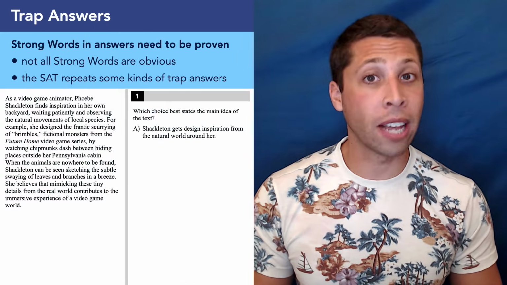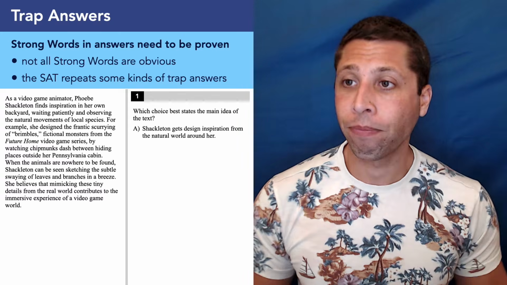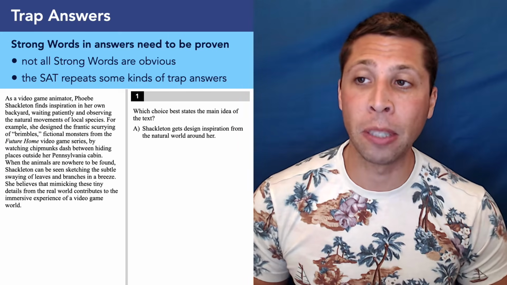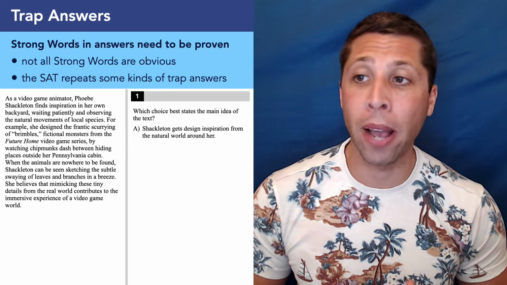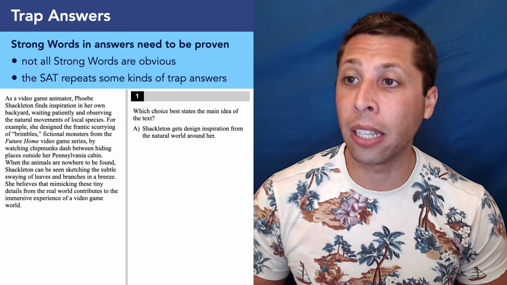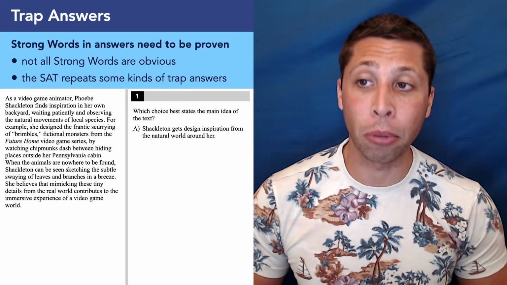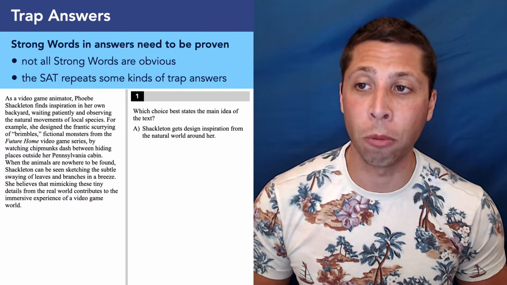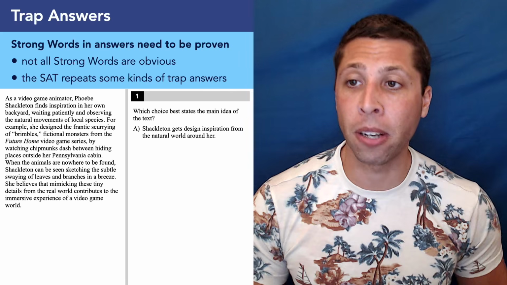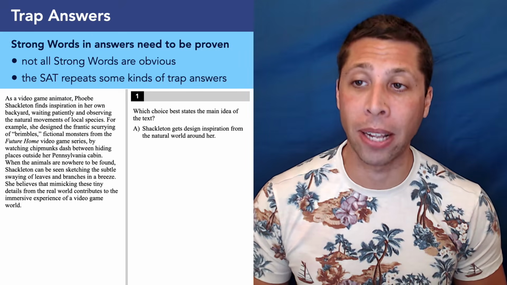I'm going to read it, just give us the basic sense of what it's about. As a video game animator, Phoebe Shackleton finds inspiration in her own backyard, waiting patiently and observing the natural movements of local species. For example, she designed the frantic scurrying of brimbles, fictional monsters from the Future Home video game series, by watching chipmunks dash between hiding places outside her Pennsylvania cabin.